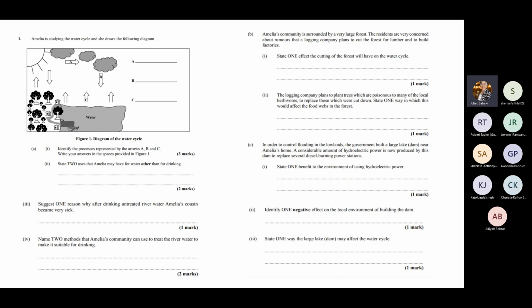In order to control flooding in the lowlands, the government built a large lake, which is a dam, near Amelia's home. A considerable amount of hydroelectric power is now produced by this dam to replace several fossil-fuel-burning power stations. Part 1. State one benefit to the environment of using hydroelectric power. So that is when they tie in fossil fuels and alternative sources there. That part would fall under alternative sources of energy. So you have to look at wind and solar, hydroelectric. So basically, when you use those types of energy supplies, the benefit will be there's no harmful emissions, or no air pollution.